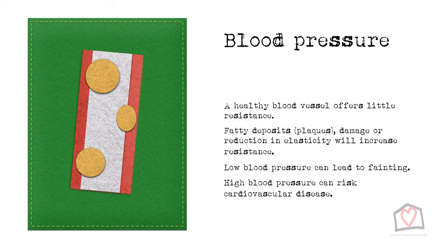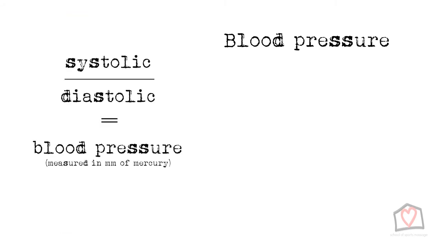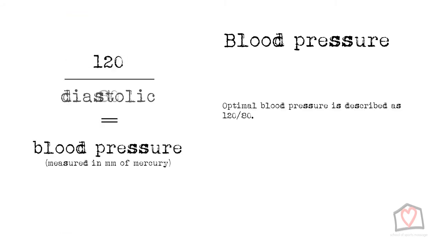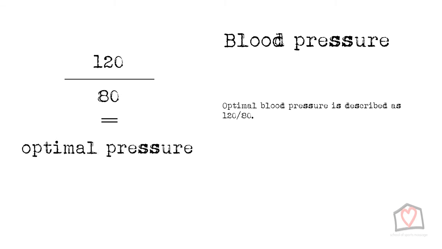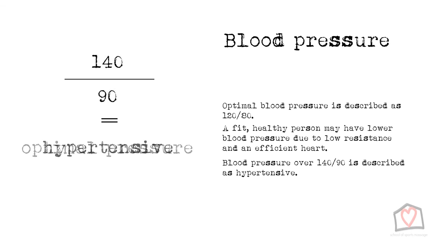Too high and you risk cardiovascular disease. Optimal is described as 120 over 80, with ranges above and below this reflective of a person's health. Someone very fit will often be perfectly healthy, but have very low resistance and a very efficient heart, and therefore theirs may be lower. Blood pressure over 140 over 90 is described as hypertensive or high blood pressure.